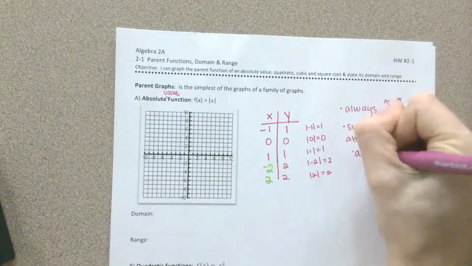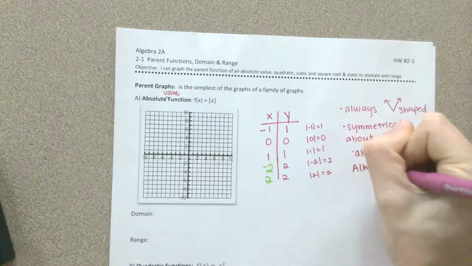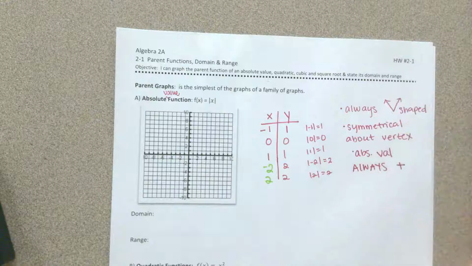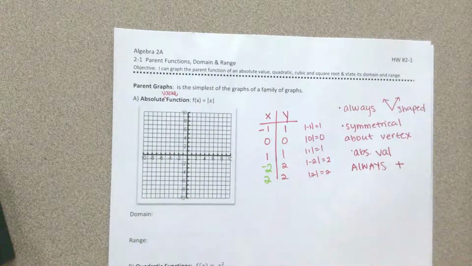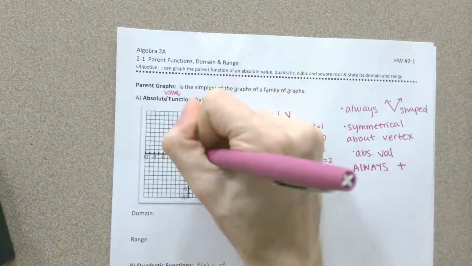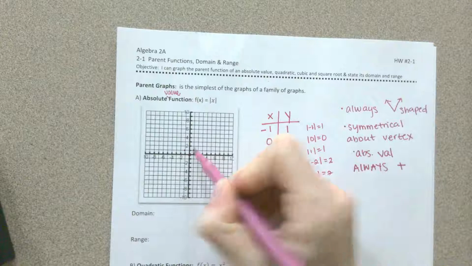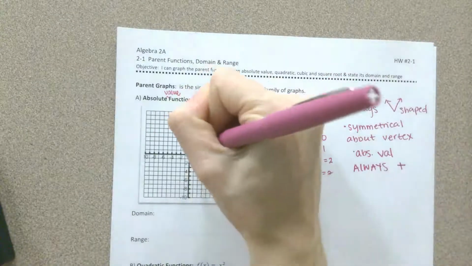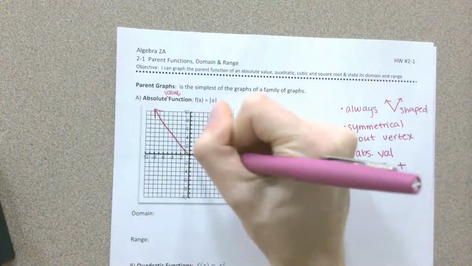Alright, absolute value is always positive. Okay, and then we just go ahead and plot these. So we've already kind of been doing this. We have 0, 0, we have -1, 1, we have +1, 1. We have -2, 2, we have +2, 2, and then we just connect these lines.